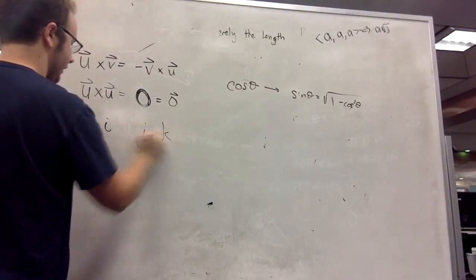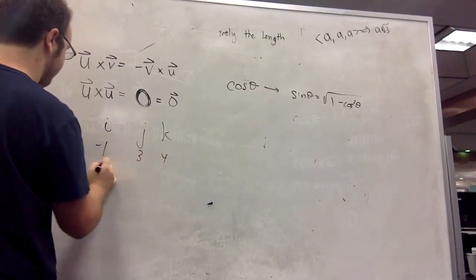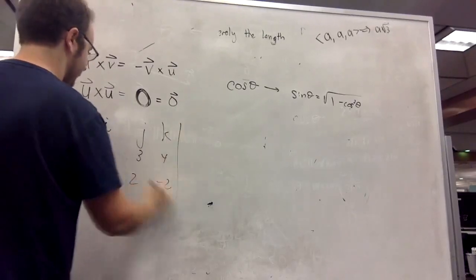I, J, K. -1, 3, 4, 4, 2, -2. This is how you set it up.